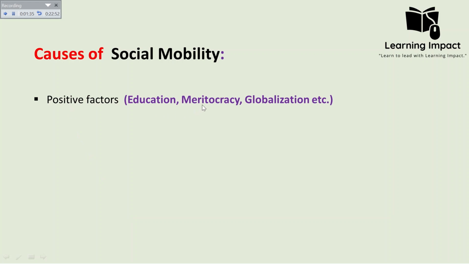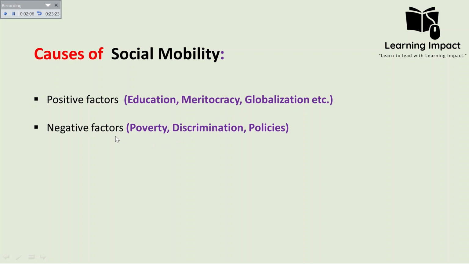Similarly, if decisions in a society are based on merit, of course it will provide more opportunity to deserving people to have more lucrative jobs. And on the other hand, with globalization there is now more opportunity available in urban society, as there is more technological advancement and diverse fields available, and now people can go for that. So the positive factors include upward social mobility.